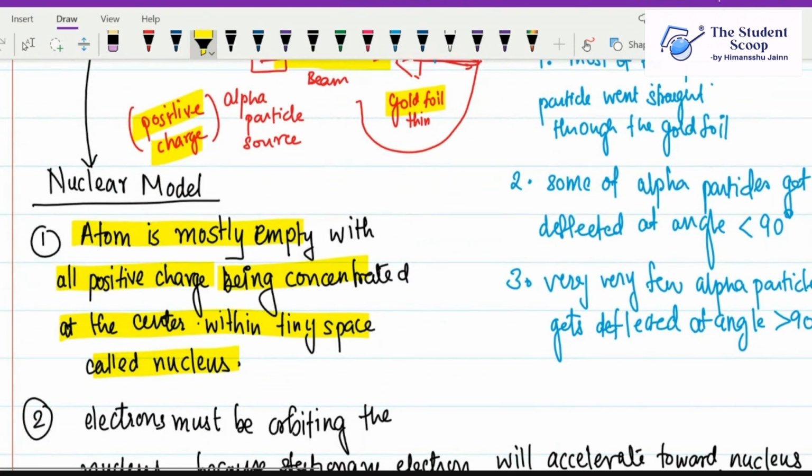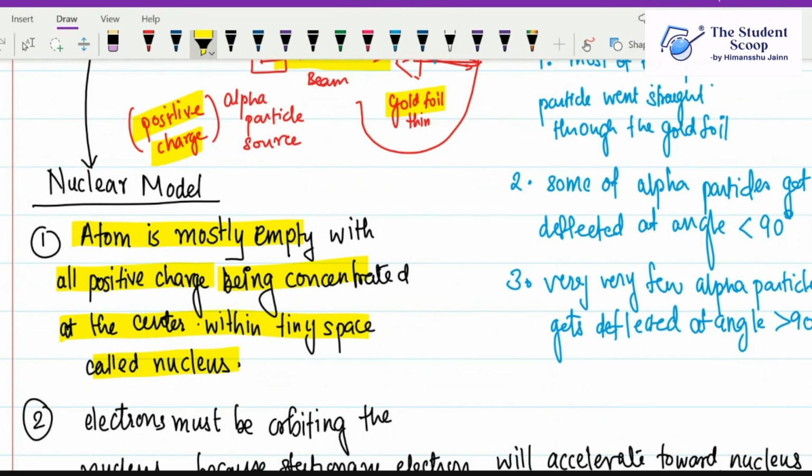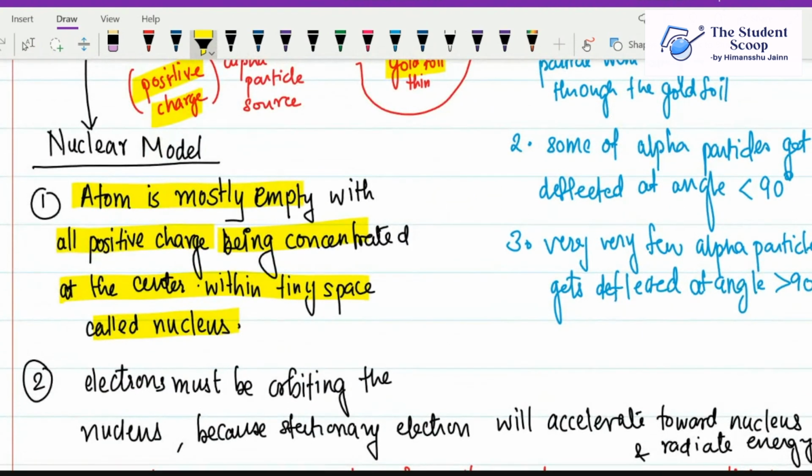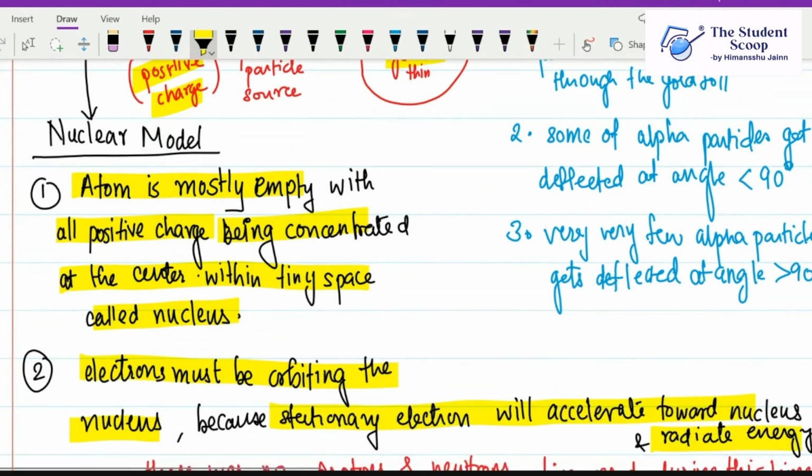Also, the electrons must not be stationary, because if there is a positive nucleus at the center, the electrons would accelerate towards the center, which wasn't observed. There was no radiation coming out, because whenever an electron accelerates, it radiates. So he suggested the electron must be orbiting the nucleus, like how the planets orbit the sun, with an attractive gravitational force between them. A stationary electron would accelerate towards the nucleus and radiate energy, which was not observed.